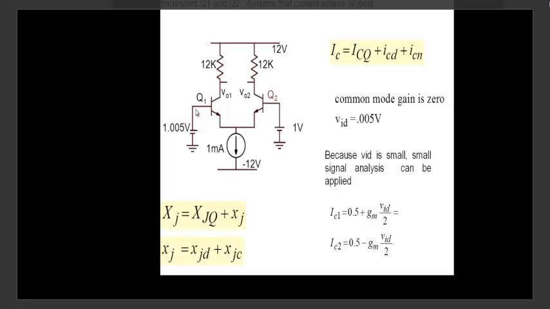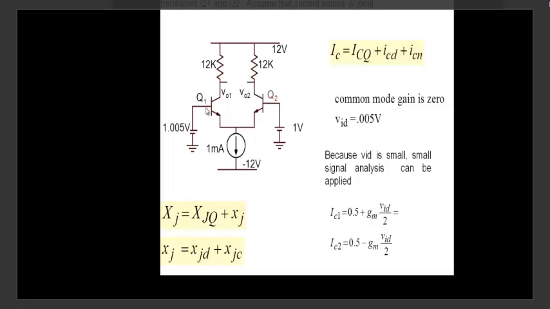VID by 2. Note, what is the net VID? 0.005, 5 millivolt. The differential part that I put here is VID by 2, and the differential part that I put here is minus VID by 2. Okay, so the effective signal at the base is VID by 2. And we are asking how much is the collector current.